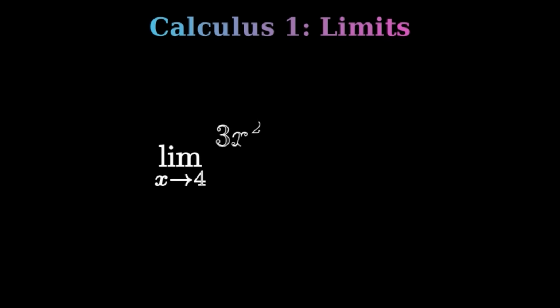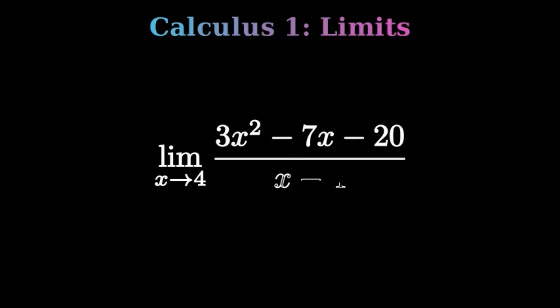So today we're working on calculus 1 limits. Let's get started. Okay, so we are looking at the limit as x approaches 4 of 3x squared minus 7x minus 20 over x minus 4.